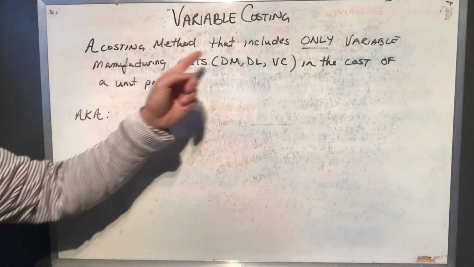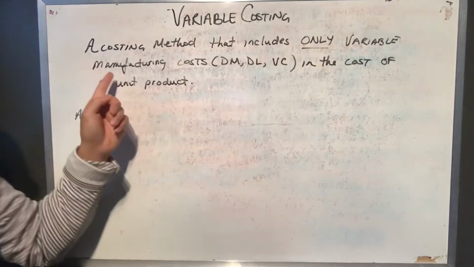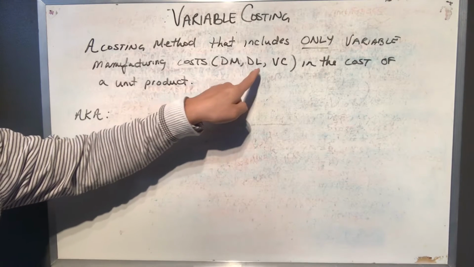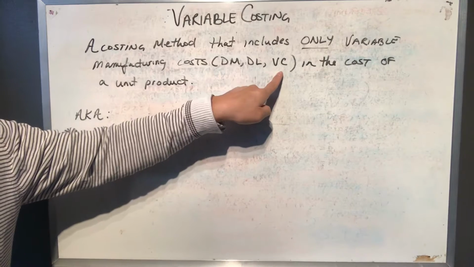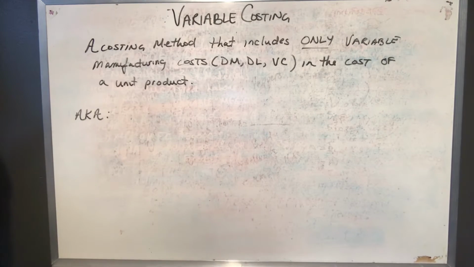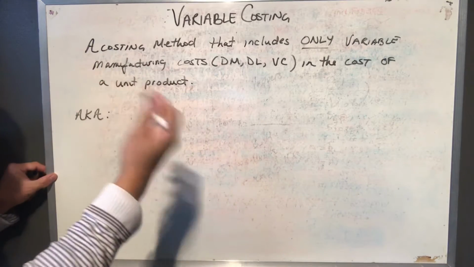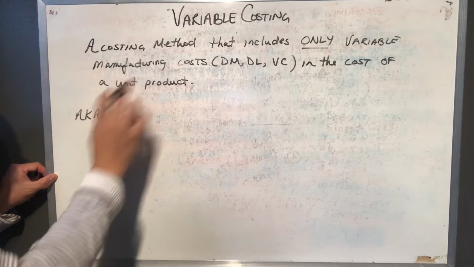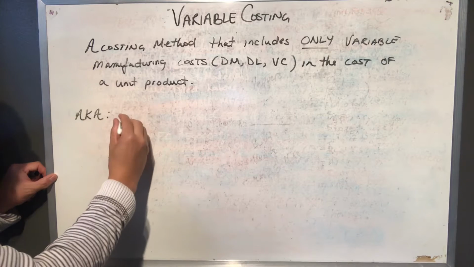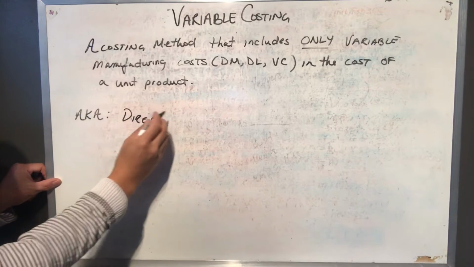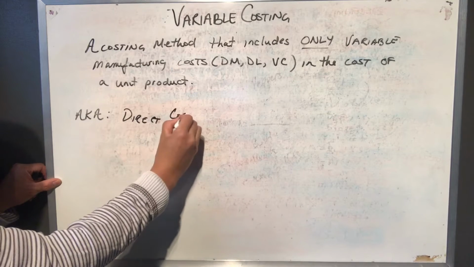It's a costing method that includes only variable manufacturing costs. So that only includes direct materials, direct labor, and variable overhead costs in the cost of a unit product. The variable costing methodology is also known as the direct costing method.